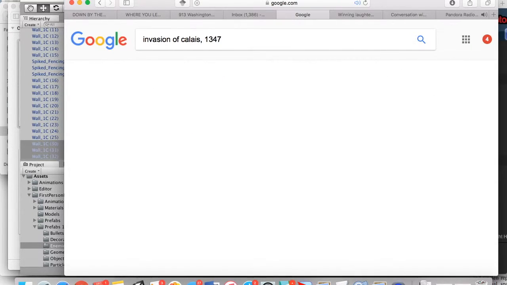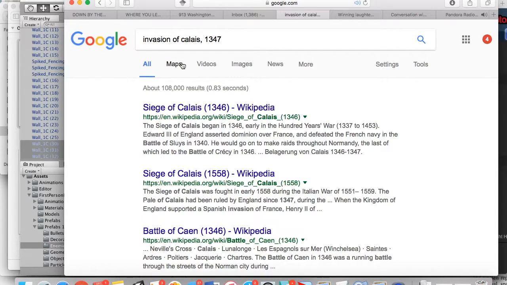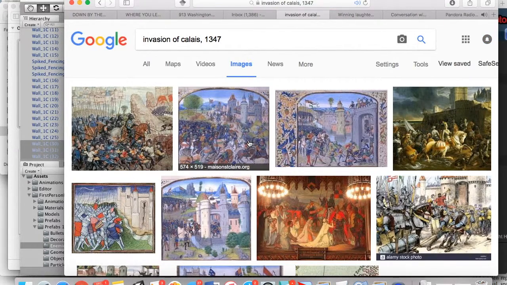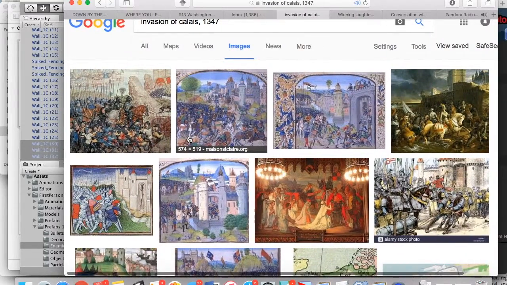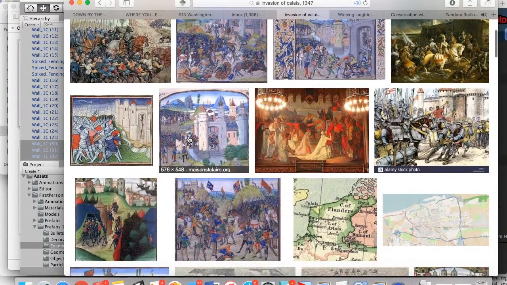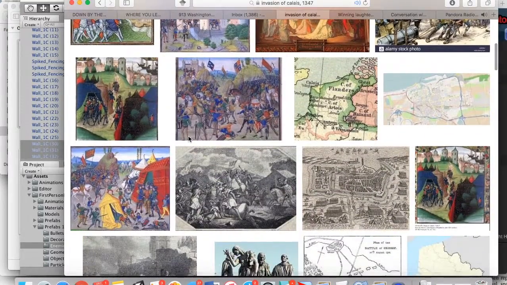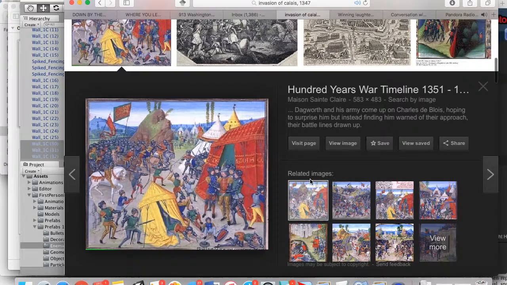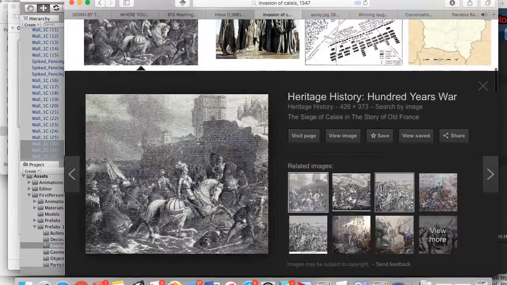After this, I suggest the user may go to find some period art. Since we're looking at the invasion of Calais in 1347, I looked up some illuminated manuscripts from the period. After searching through what was available, which seems like a fairly large cache, I made some choices and picked some for my enemies.